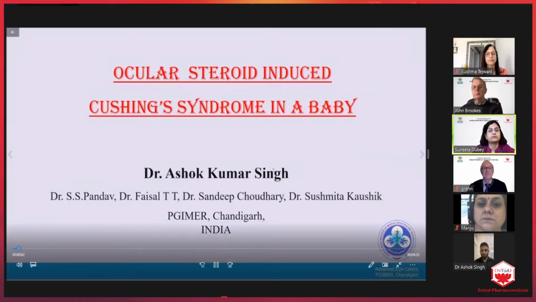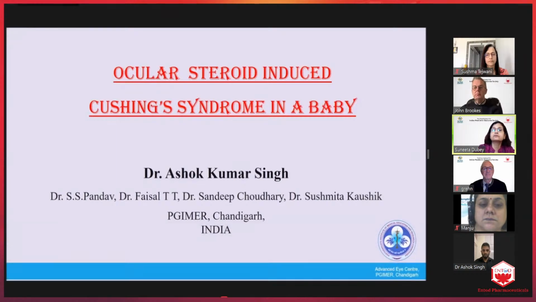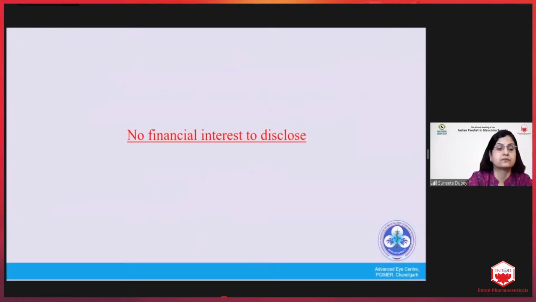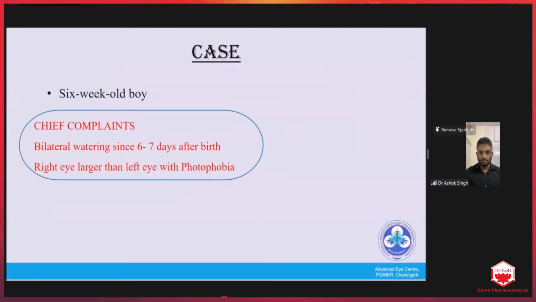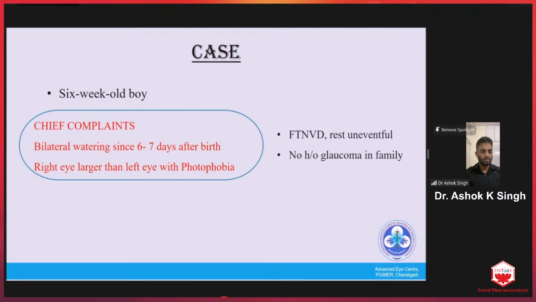My regards to everyone. Today I'll be speaking on a case of ocular steroid-induced Cushing syndrome in a baby. We have no financial interest to disclose. A 6-week-old boy presented to us with bilateral watering since birth. Parents gave history that the right eye appeared larger than the left eye, and the child also had photophobia. His birth history and family history were not significant.